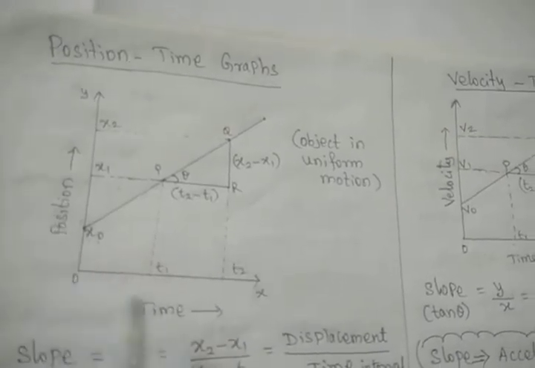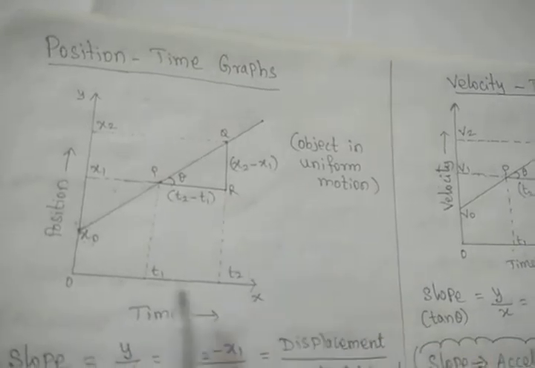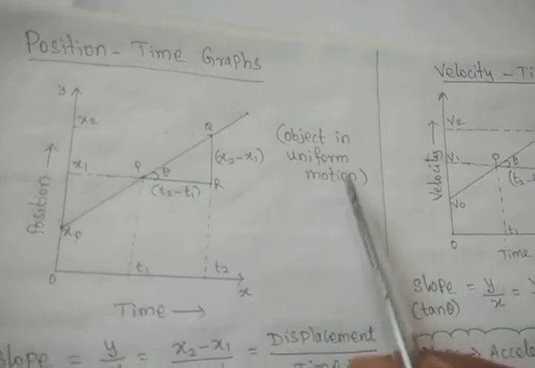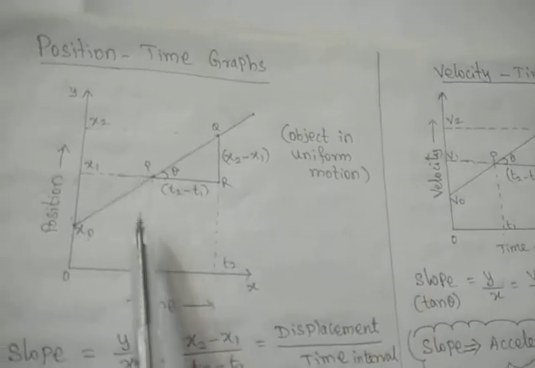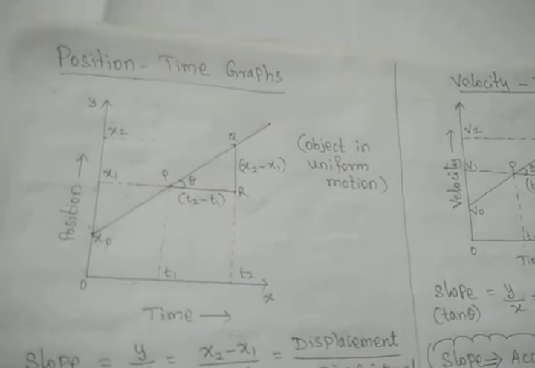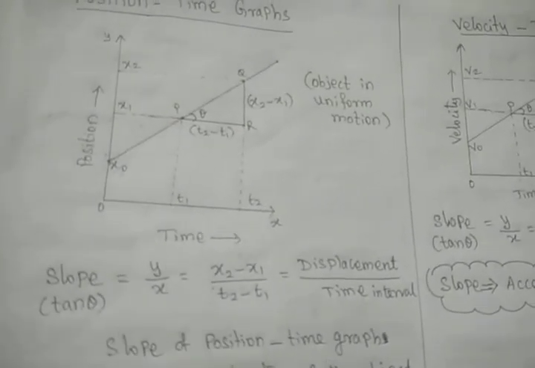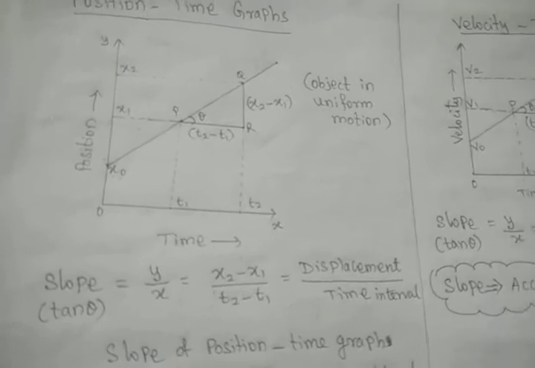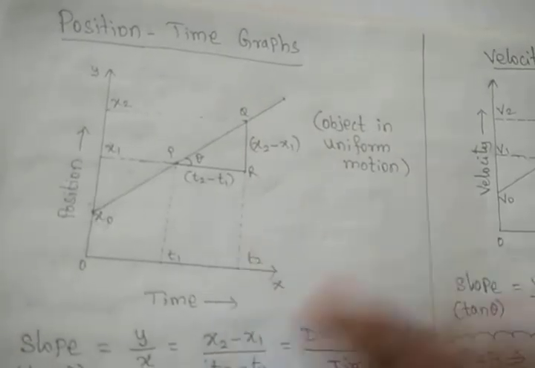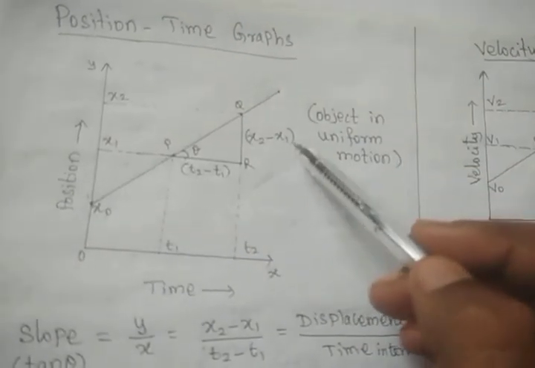In the position-time graph, the position of the body changes equally in equal intervals of time. Hence we say that it is a uniform motion. In this graph, if you calculate the slope of the line, what is slope? The slope means tan theta. Tan theta means opposite side by adjacent side. Here it is theta, the opposite is QR and the adjacent is PR. QR represents x2 minus x1.